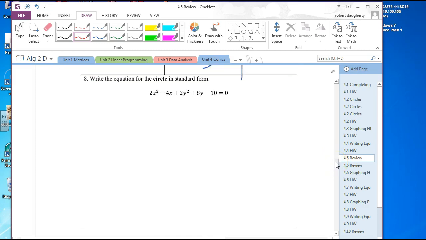Now, write the equation of this circle in standard form. This is one of those cases where you have to know to use completing the square. So to complete the square, I'm going to factor out that coefficient, 2. x squared minus 2x, I'm going to leave some space, plus I have to do the same thing with y. y squared plus 4y. Instead of the minus 10, I'm going to say equals 10.